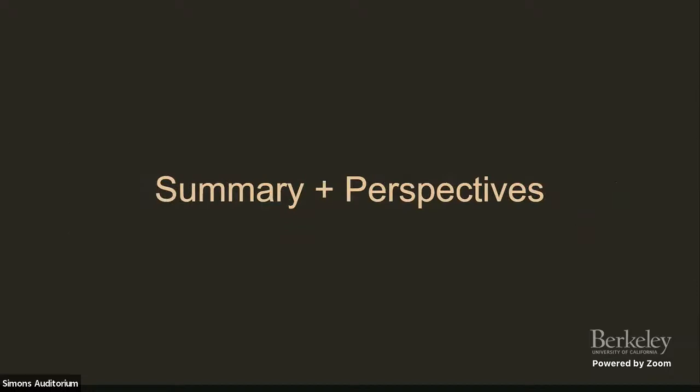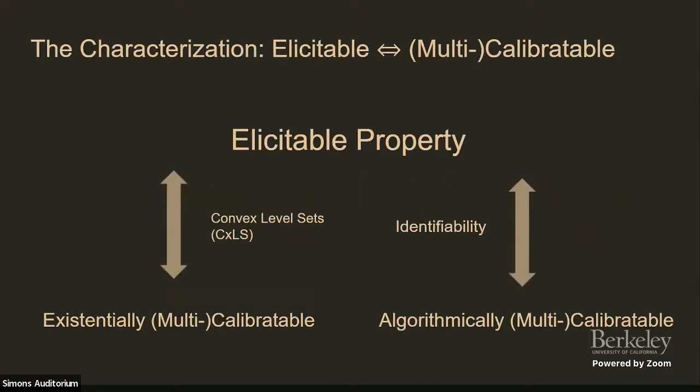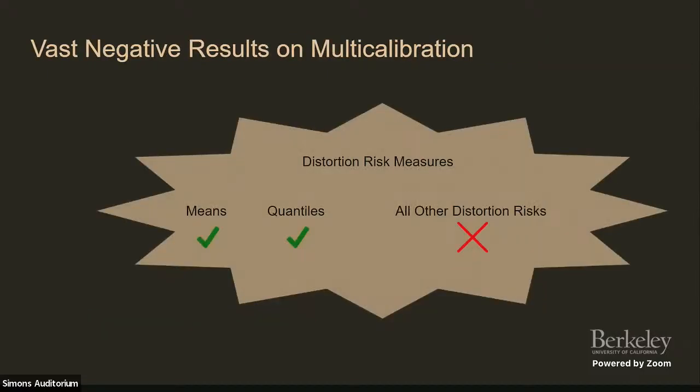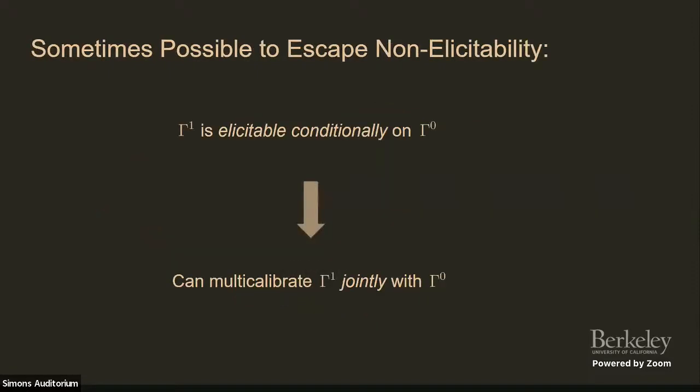Okay, and so some summary and perspectives on this. Elicitable properties are equivalent to having convex level sets, and from this we derive the existential truth that these properties are possible to multi-calibrate, and these aren't, because the ground truth is or isn't calibrated. Through identifiability, which is essentially the first-order condition of elicitability, we derive the actual algorithms for doing so, okay? There are lots of negative results that you could obtain, and I showed you this one. There are so many risks out there, and only so many of them are actually useful for us to look at. And it's sometimes possible to escape non-elicitability when you have elicitability conditional on some other statistics that you are fortunate to have through other losses.